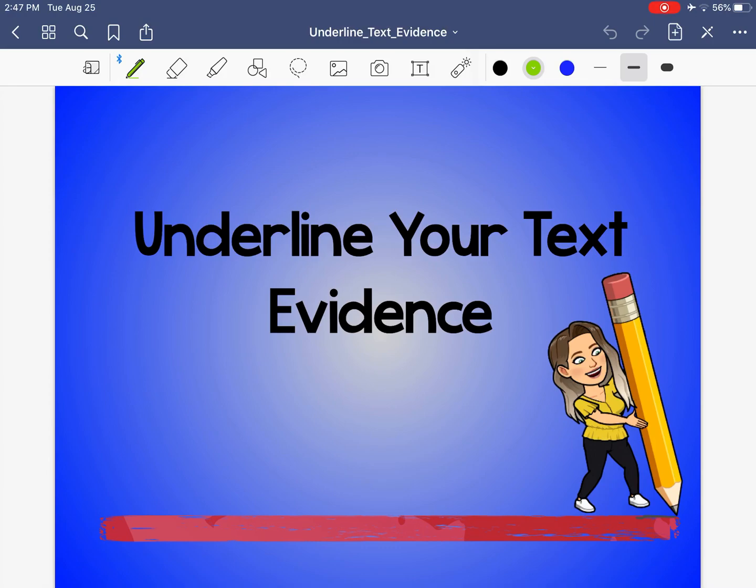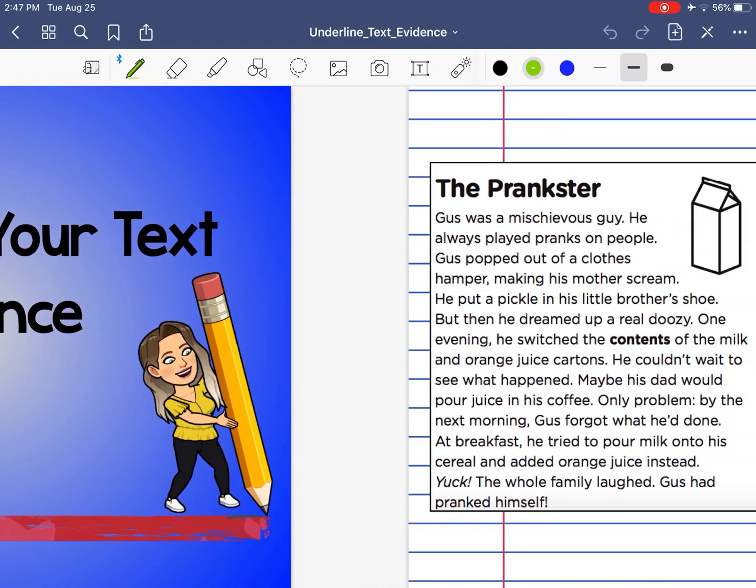All right, guys. So today I'm going to teach you a strategy that will help you with citing text evidence when you use the RACE strategy. It's underlining your text evidence when you're reading. So that's the strategy. It's just underlining. And I'm going to show you how I do it so you can see how to do it yourself, and then you can use it in your own work.